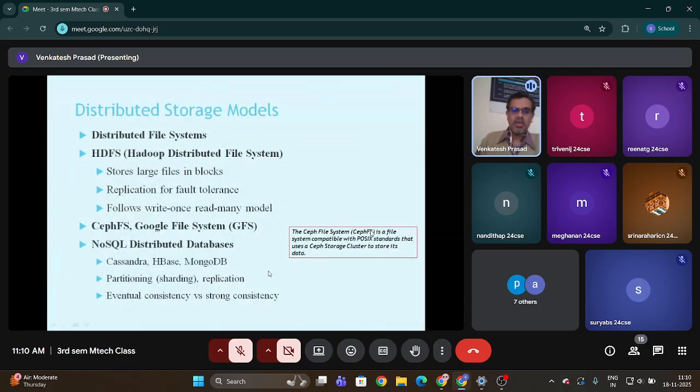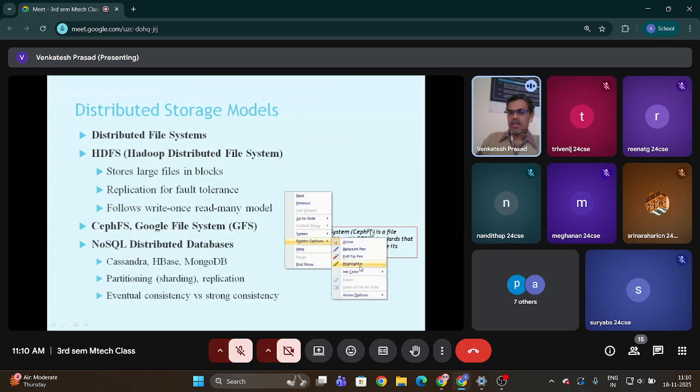Okay, then you also have NoSQL distributed databases. You're already familiar with MongoDB and so on, Cassandra or HBase. We will cover it in this course. Okay, then they all deal with partitioning, replication, everything at the database level. All right, so it's a NoSQL distributed database.